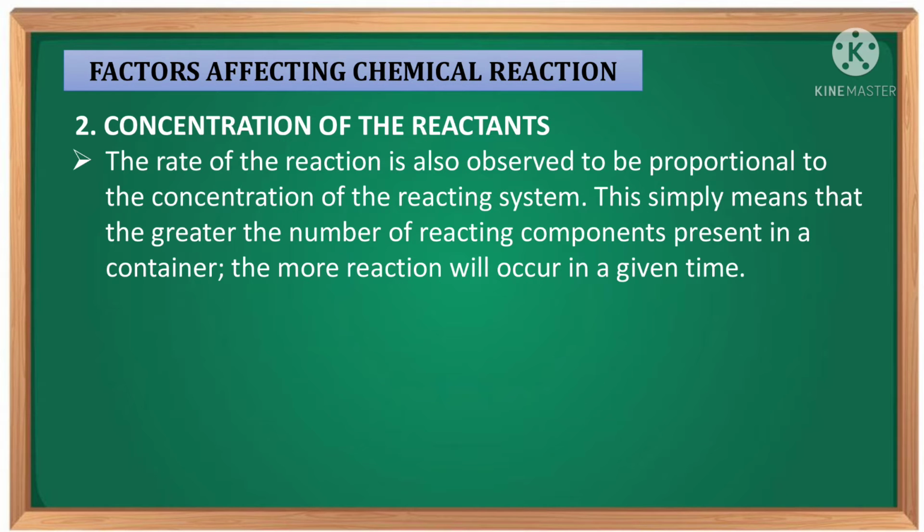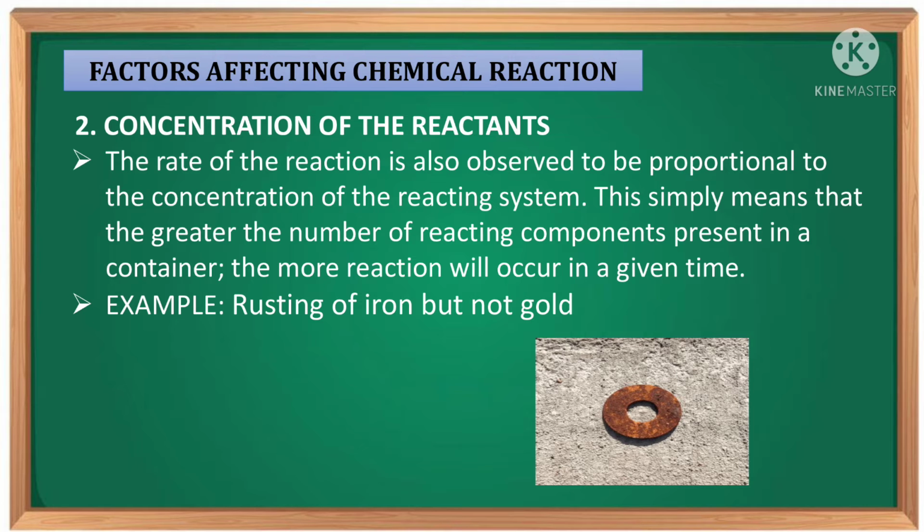The second factor is the concentration of the reactants. The rate of the reaction is also observed to be proportional to the concentration of the reacting system. This simply means that the greater the number of reacting components present in a container, the more reaction will occur in a given time. And one example of it is the rusting of iron but not gold.